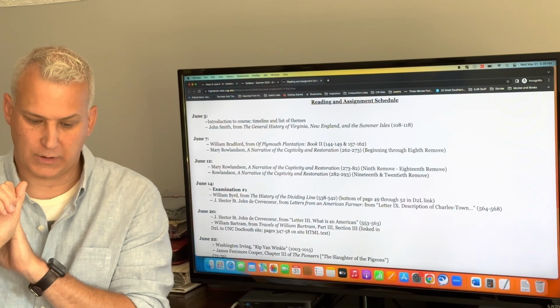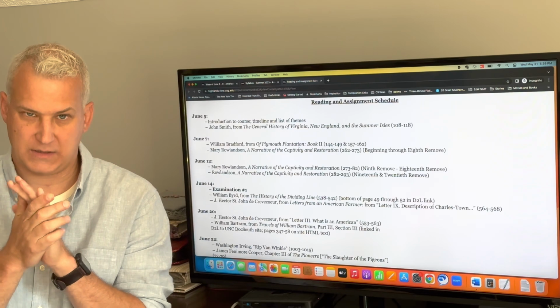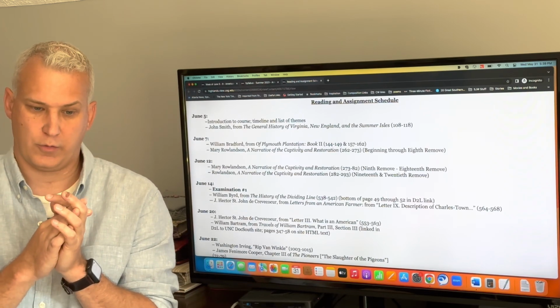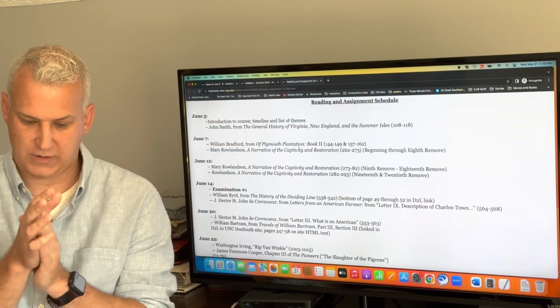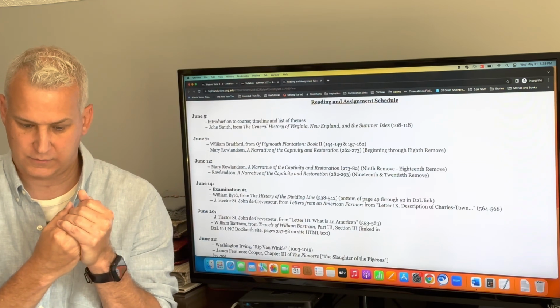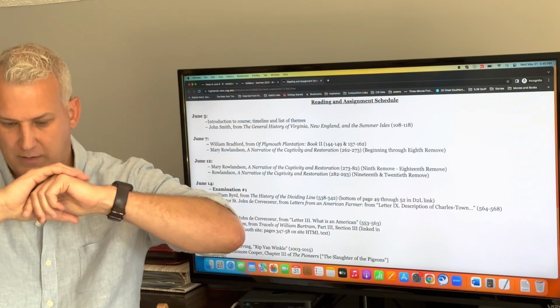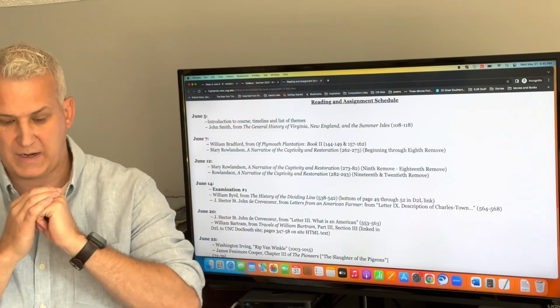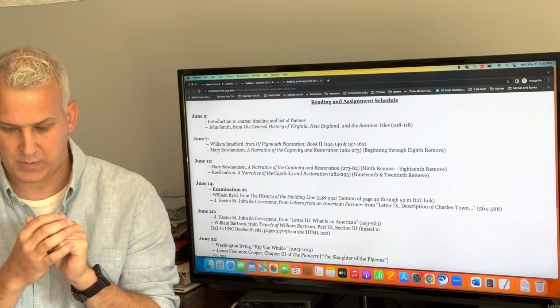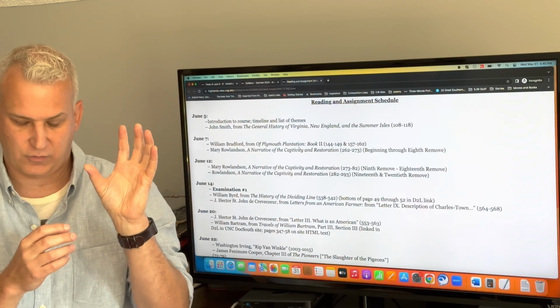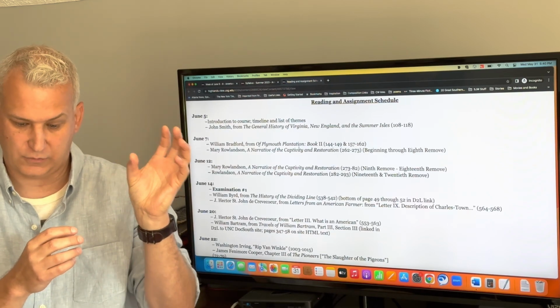Then we will go through William Byrd, History of the Dividing Line. William Byrd owned the largest plantation in Virginia in the 1720s and 1730s. He also surveyed what becomes the state line between Virginia and North Carolina. We will read Hector St. John de Crevecoeur, Letters from an American Farmer, Letter 9, which is about Charleston, South Carolina, and slavery.